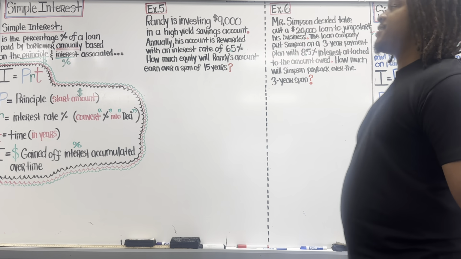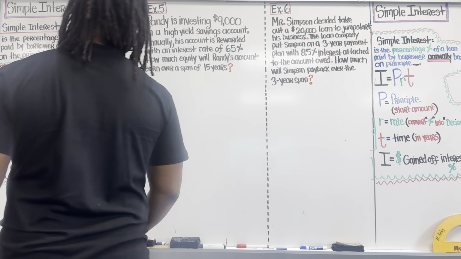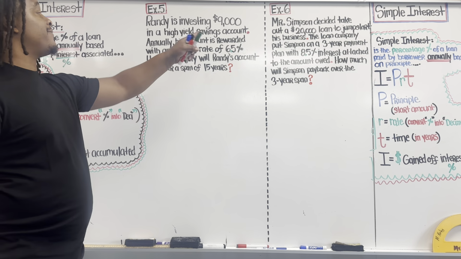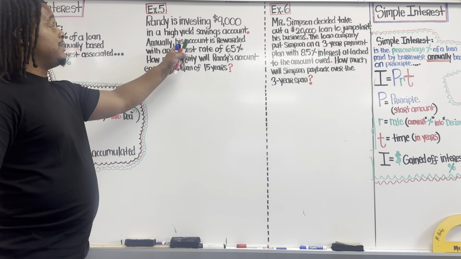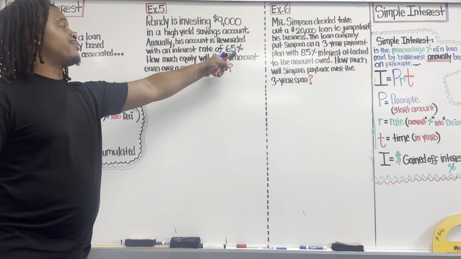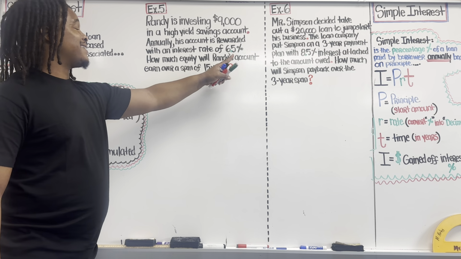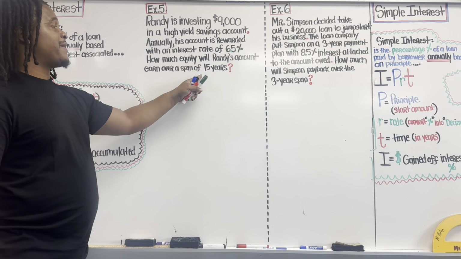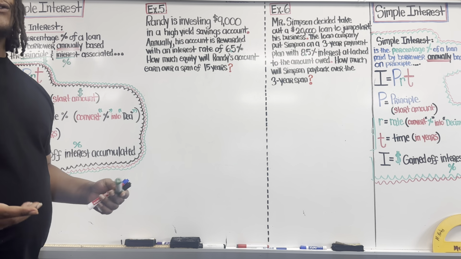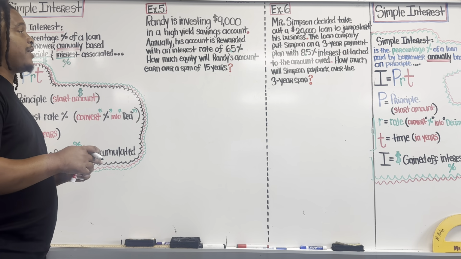So let's just look at this example, guys. I'm gonna go ahead and read example 5. It says Randy is investing $9,000 in a high yield savings account. Annually, his account is rewarded with an interest rate of 6.5%. How much equity will Randy's account earn over a span of 15 years, okay? So equity is just another word for interest gain or value gain, right?